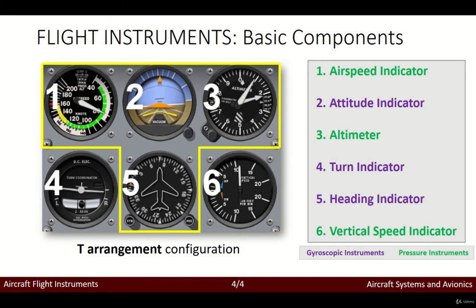Right, so the airspeed indicator, the altimeter, and the vertical speed indicator will operate based on the changes in the pressure of the surrounding air. However, the attitude indicator, the turn indicator, and heading indicator will operate on gyroscopes. So in the next class what we will do is study in detail how all of these instruments work.